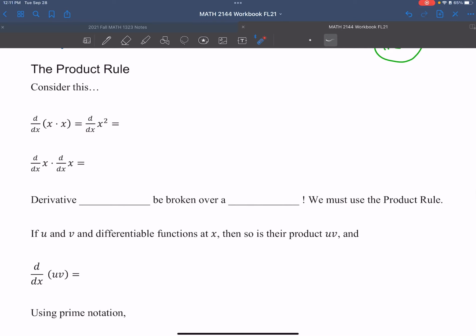So there is something I'm going to sell you here. Get it? The product rule, sell it? Okay.